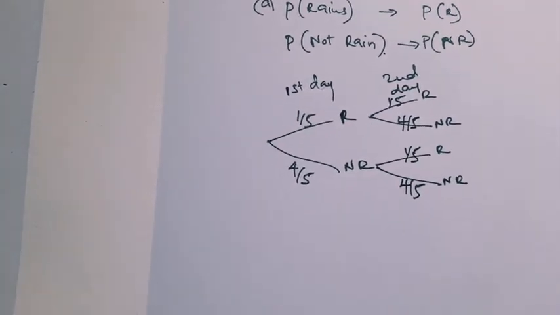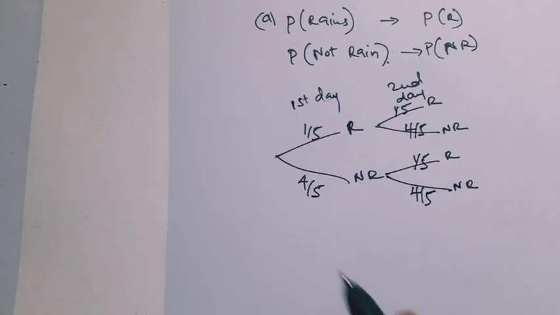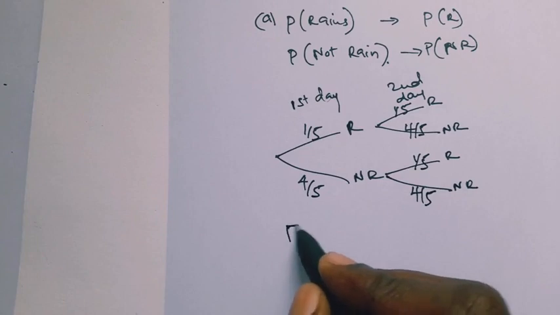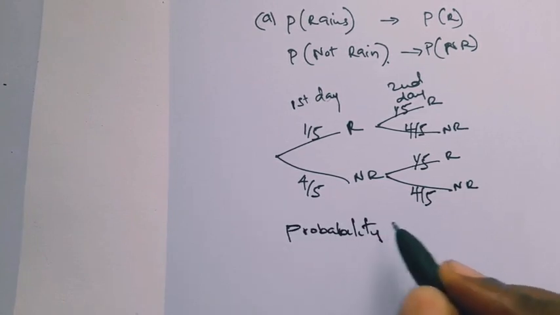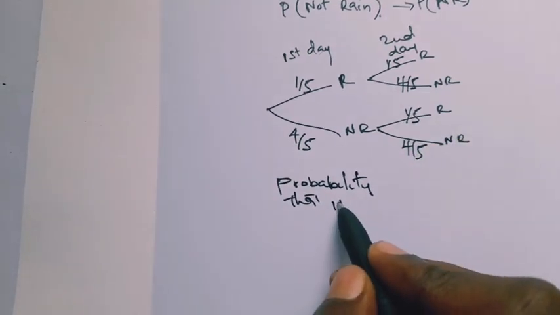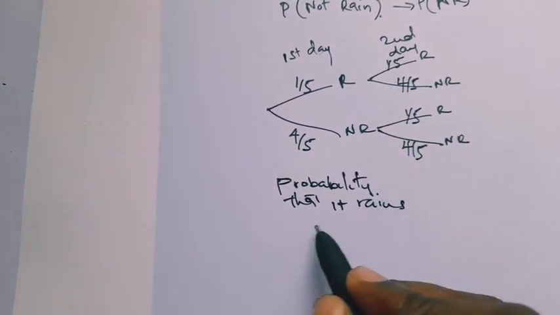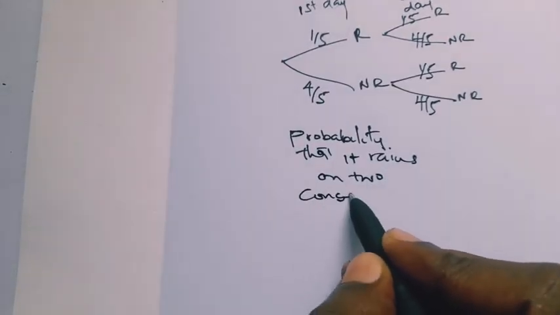Now let's see part A of the question. It reads: find the probability that it rains on 2 consecutive days.